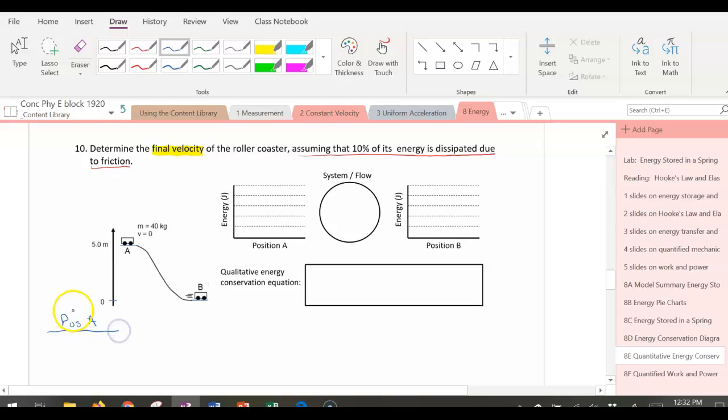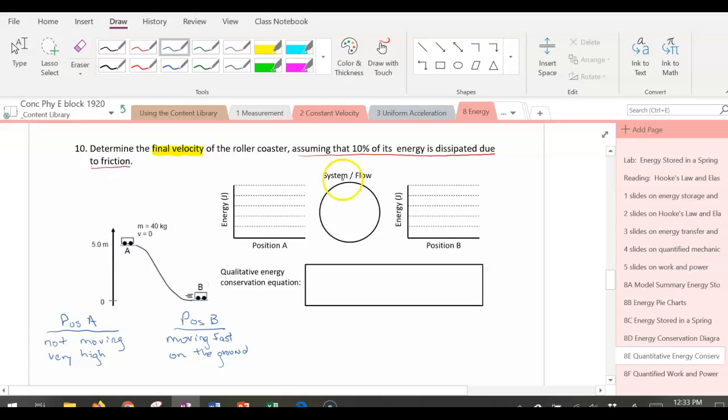the roller coaster is at the top of the hill. It's not moving. It's very high above the ground. And at position B, it's moving fast and it's on the ground. Okay, so I'm just trying to make sure I understand my positions here.